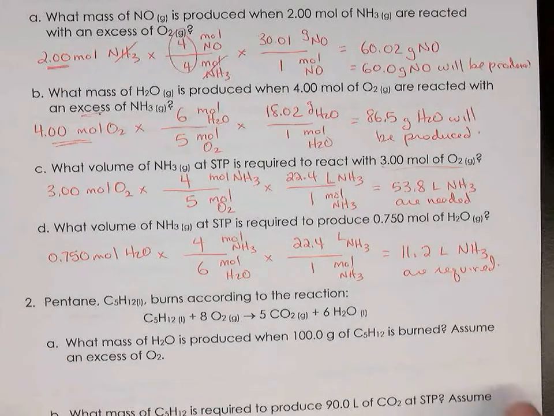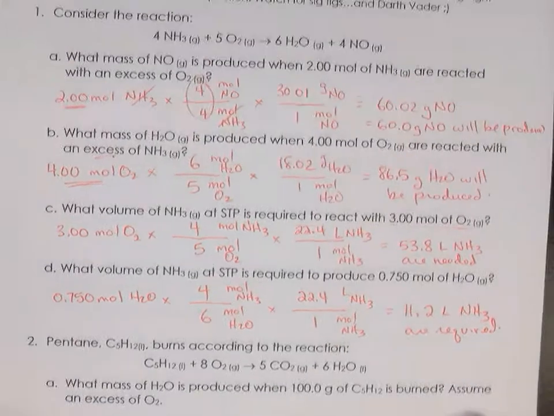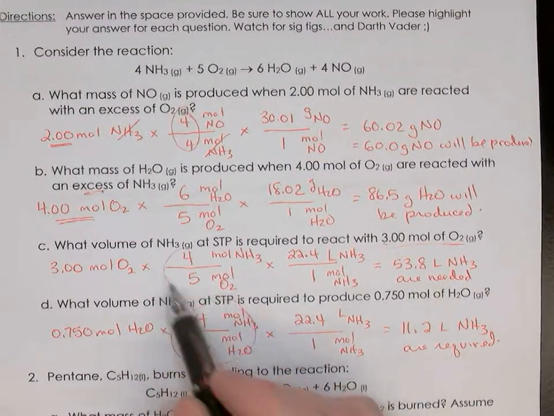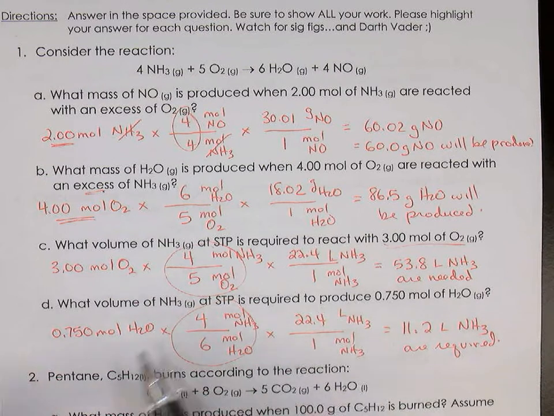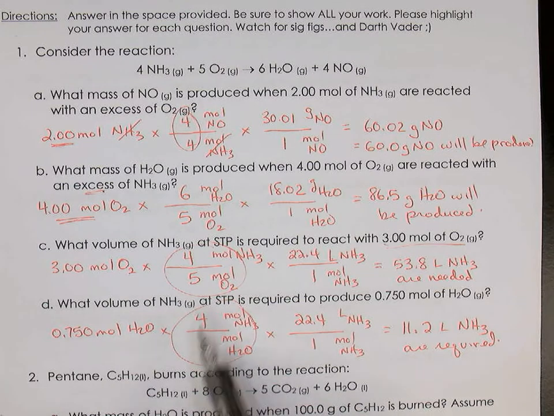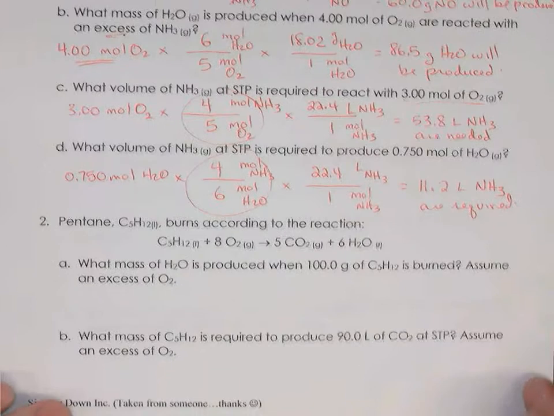Okay? Notice the equation has to be balanced in order to get the correct ratios in our unit multipliers. So if you were given a question like this without the equation already balanced, you'd have to balance it first to get those ratios. Let's do one more question here.